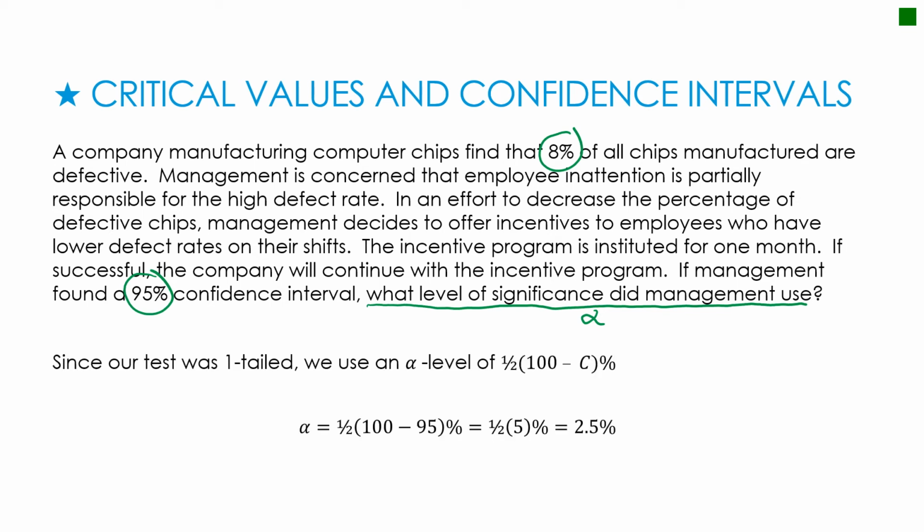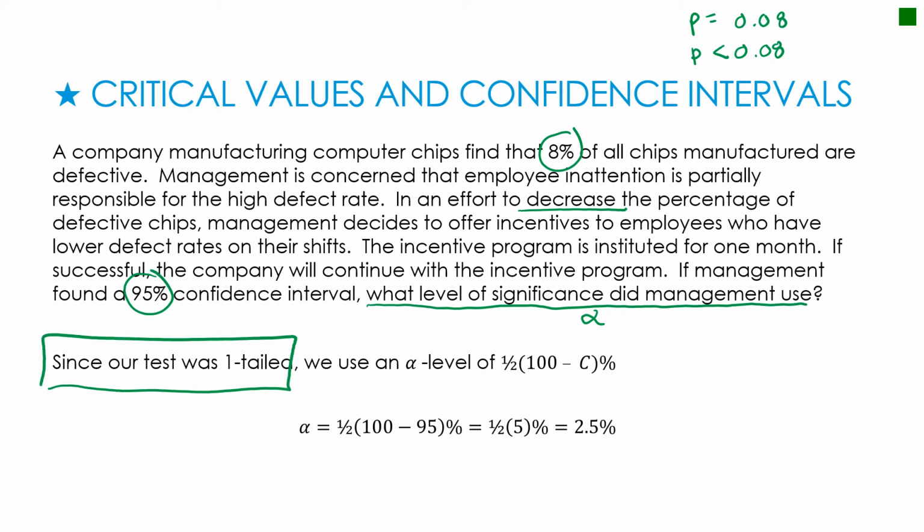So again, our test would be one-tailed. Now, that's important to know. So how do I know that? Because it says in an effort to decrease the percentage of defective chips. So if I were testing that, then my test would say, did my proportion lower from the 8% that I expected? Because that's where I would start. So I need to do this before I try to do any other math. Was it one-tailed or was it two-tailed? I'm expecting 8%, so this is my null. My alternative is, did their efforts decrease the percentage of defective chips? That's why it's one-tailed. So I'm using an alpha level of 1/2 times 100 minus c.